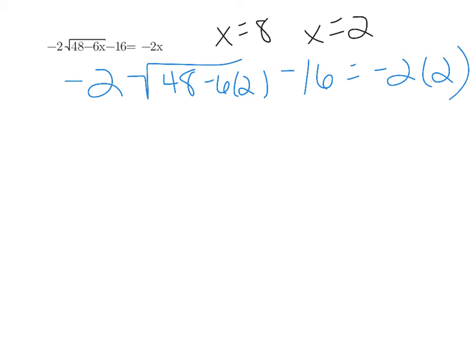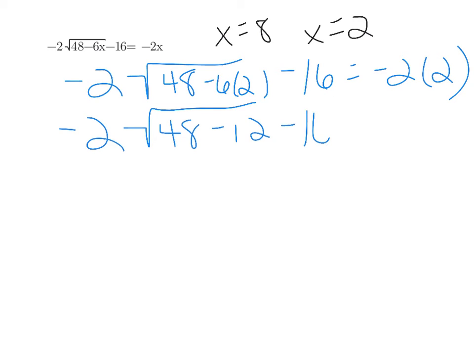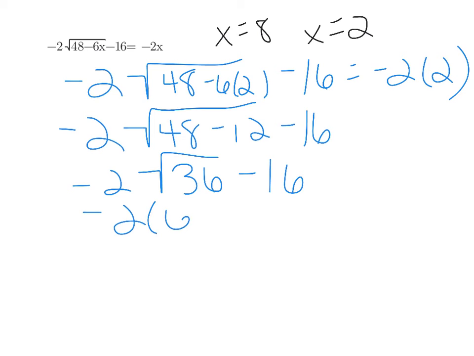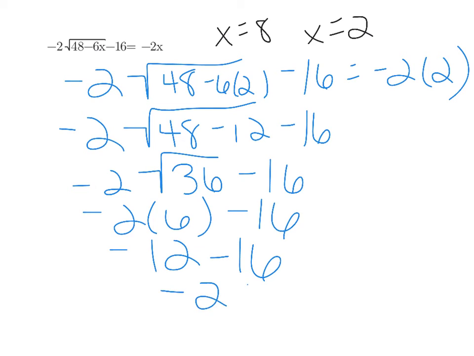Simplifying the left-hand side of the equation, I would start with the multiplication under the radical. 6 times 2 is 12. Continuing simplifying underneath the radical, 48 minus 12 is 36. The square root of 36 is 6, and when I multiply -2 by 6, I get -12. -12 minus 16 is -28. Simplifying the right-hand side of the equation, -2 times 2 is -4.